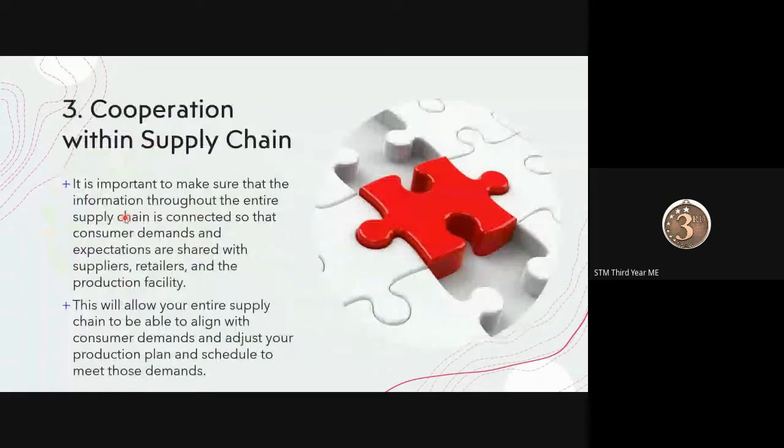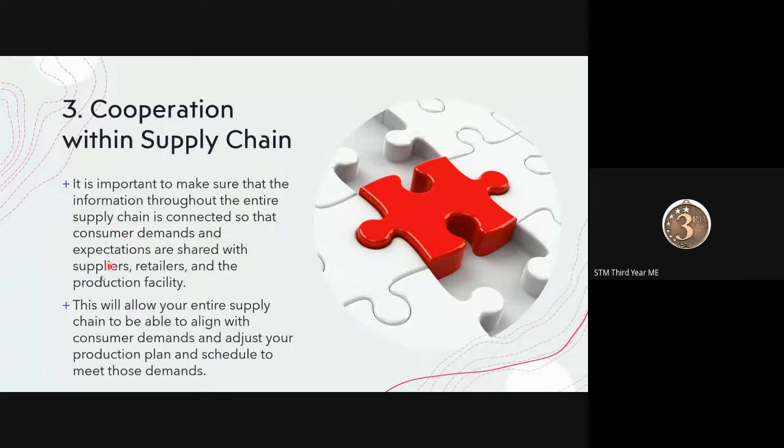Next comes cooperation with the supply chain. It is important to make sure that the information throughout the entire supply chain is connected so that the customer demands and expectations are shared with suppliers, retailers, and the production facility. So why do you have to share it with the suppliers, retailers, and the production facility? If you don't share it like that, we will not. This is a basis of advertisement itself.